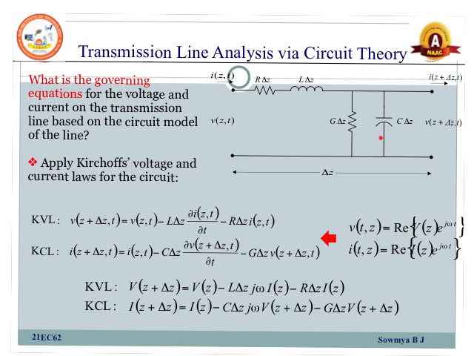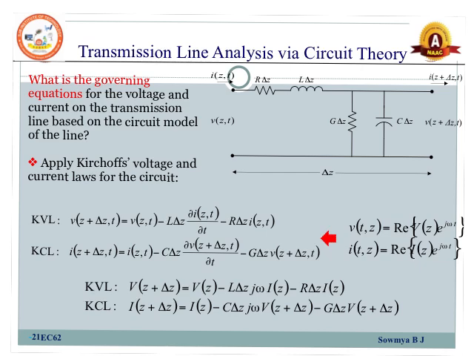Basically, when we apply KVL to the circuit, V(z+Δz, t), that is the output, is equal to V(z,t) minus L·Δz·∂/∂t of I(z,t) minus R·Δz·I(z,t). Similarly, when we apply KCL, I(z+Δz, t) is equal to I(z,t) minus C·Δz·∂/∂t of V(z+Δz, t) minus G·Δz·V(z+Δz, t).